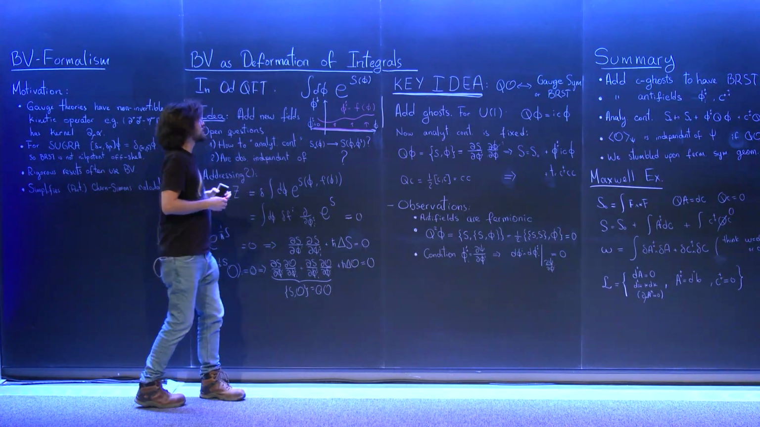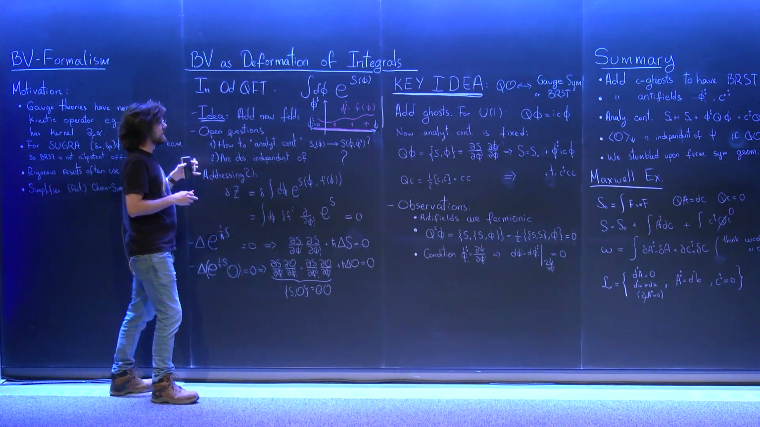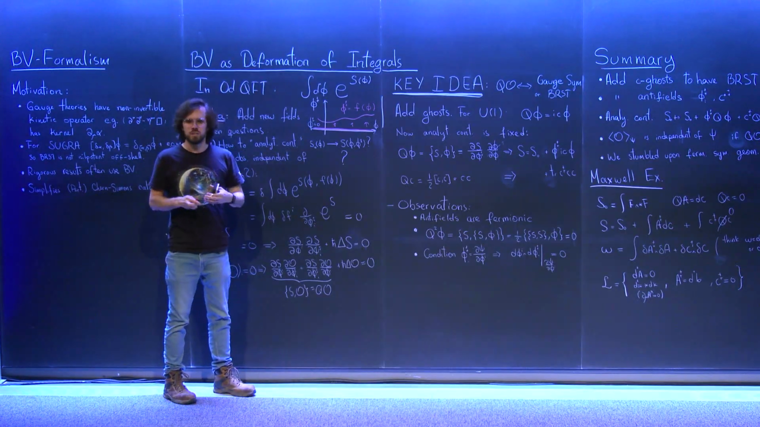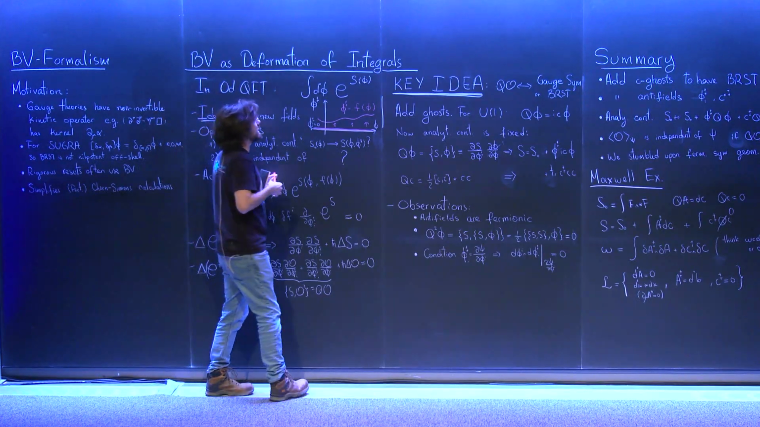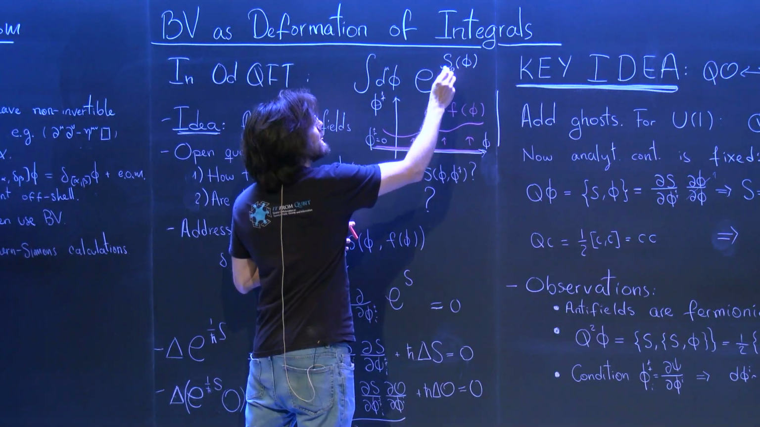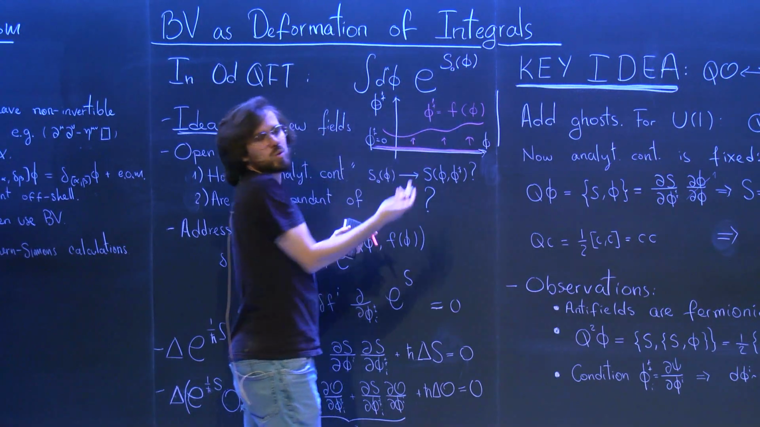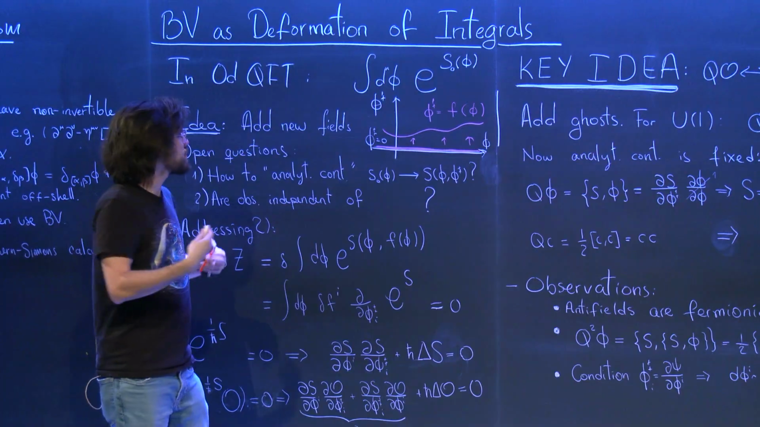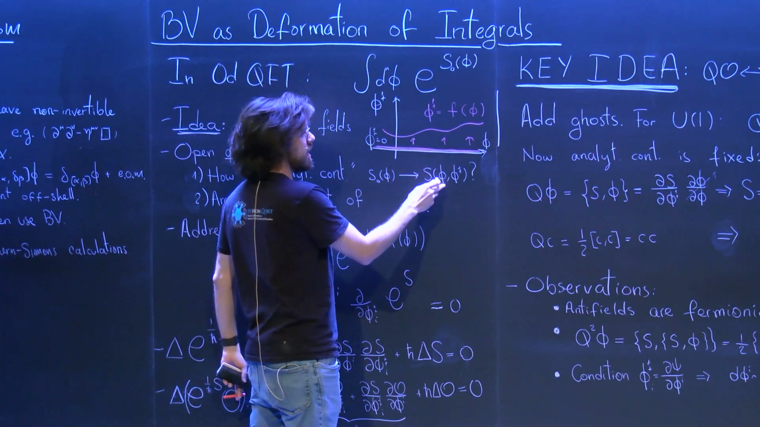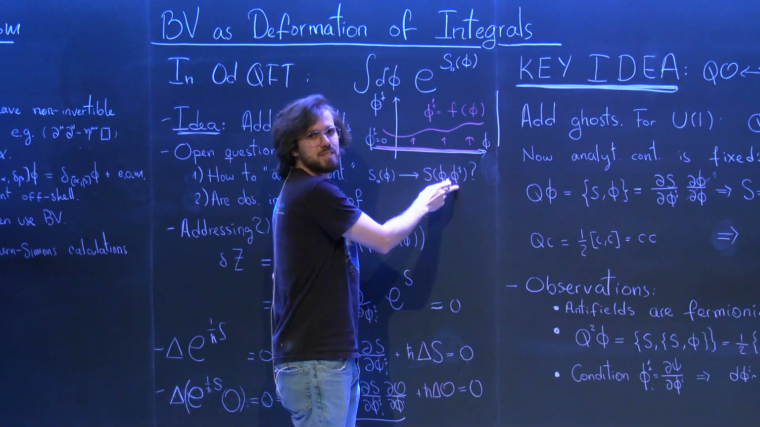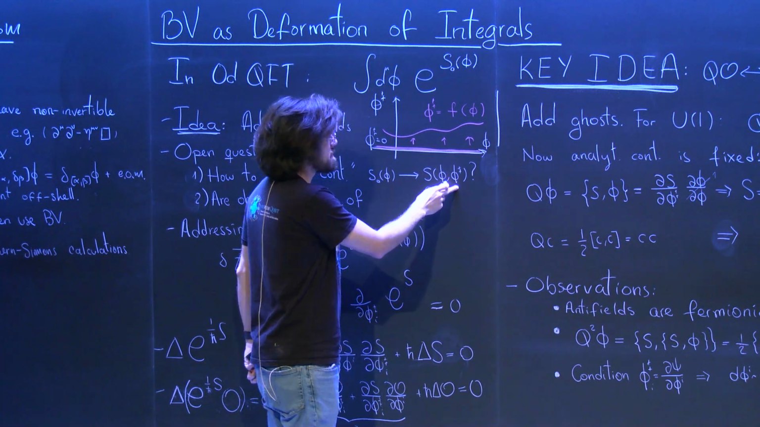So if we were to want to deform our integral in this way, then we have some open questions. First one, how do we analytically continue the action? Let's call the original action S0, and that one originally depended only on our fields. So we have the freedom to choose how it depends on the new antifields we have just introduced.